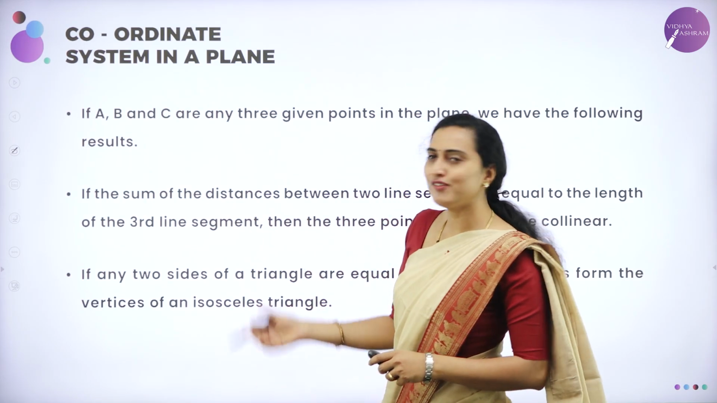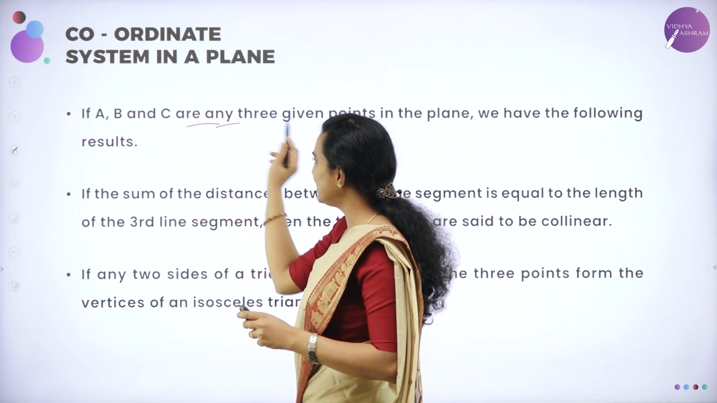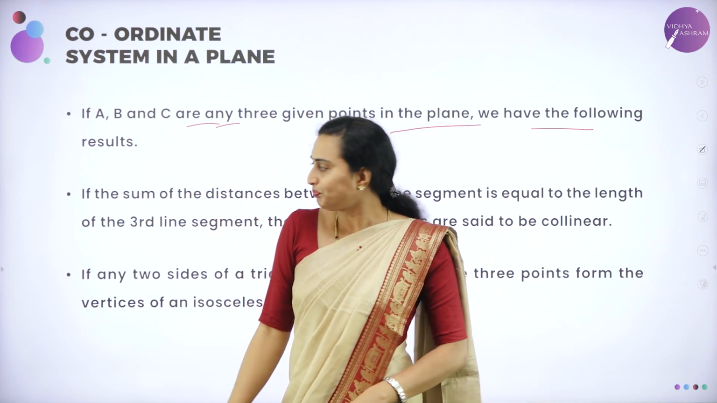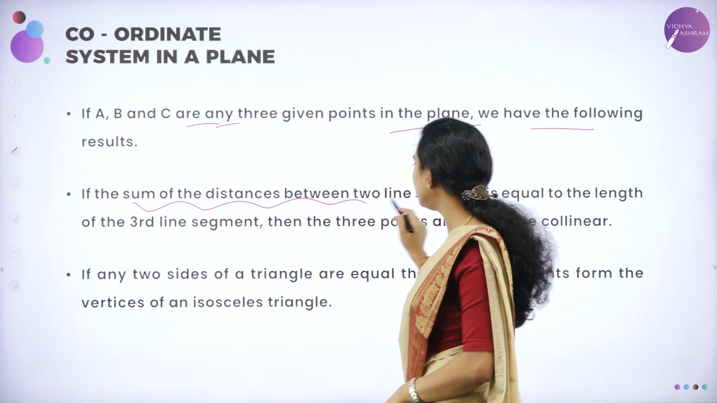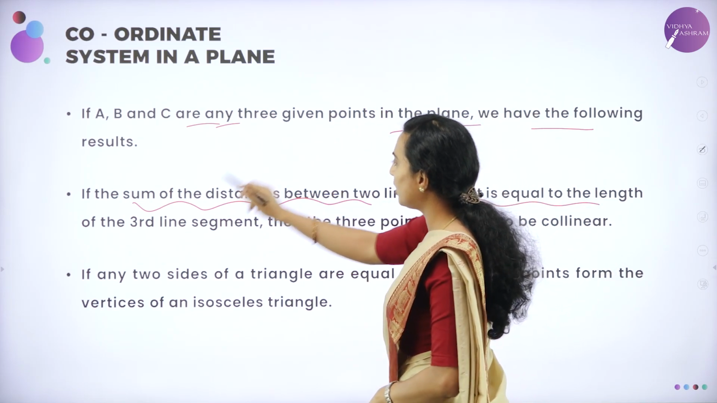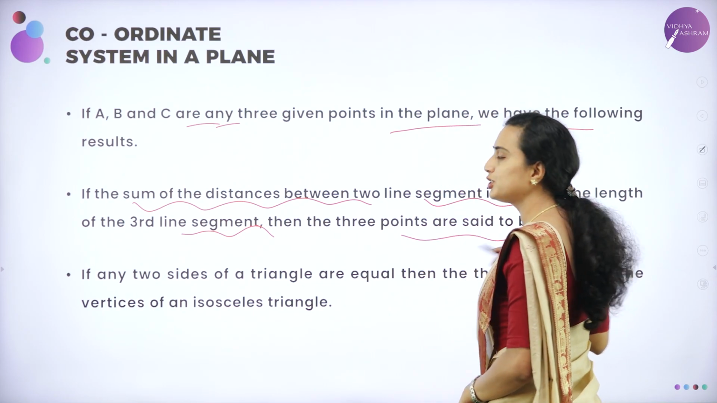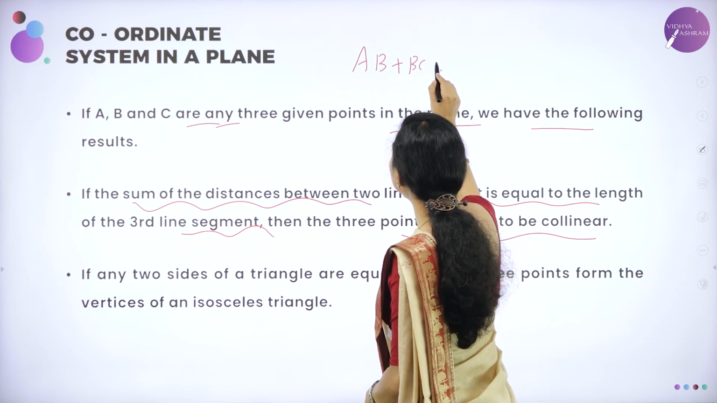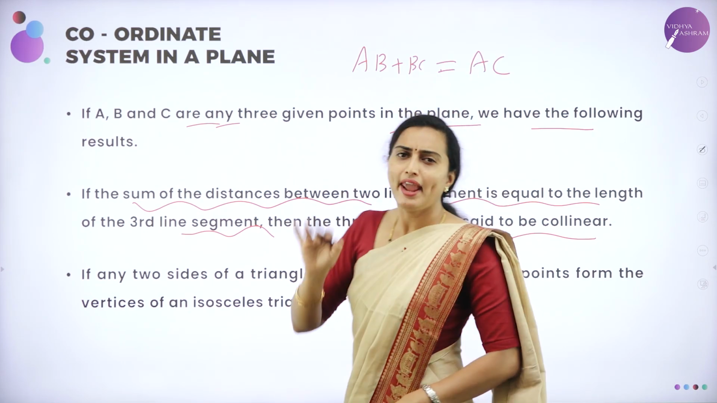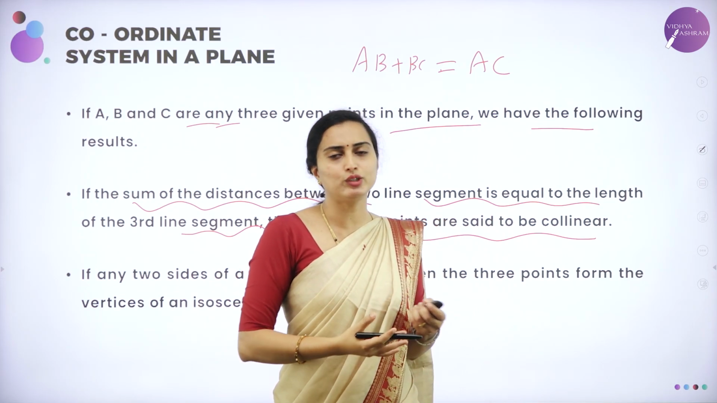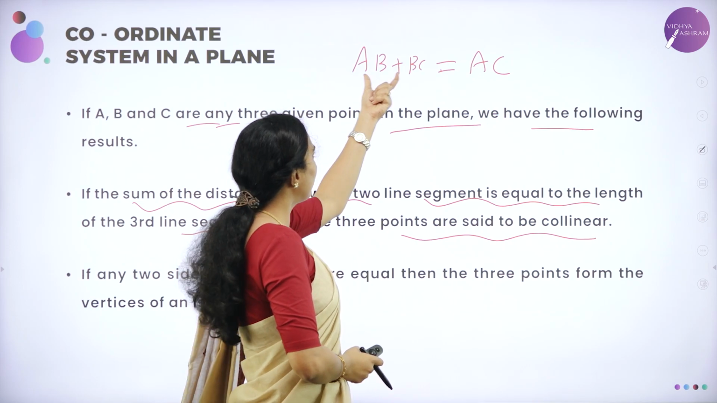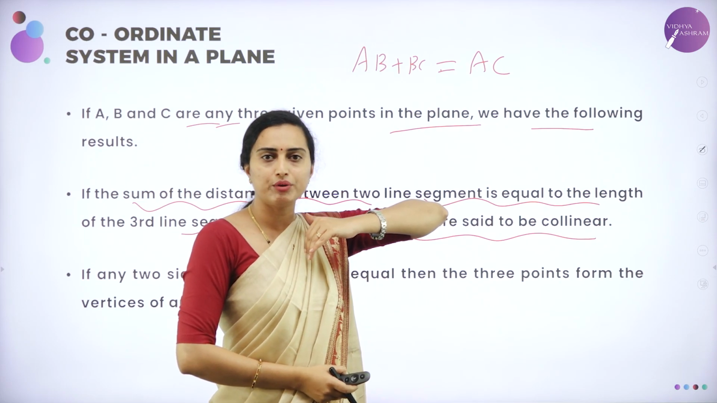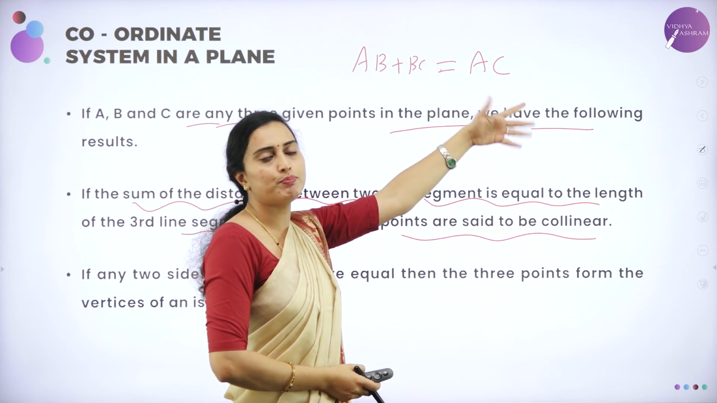Here, if A, B, C are any 3 given points in the plane, we have the following results. If the sum of the distances between 2 line segments is equal to the third line segment, then the points are said to be collinear. So if you have AB plus BC is equal to AC, or it may be AB plus AC is equal to BC. The sum of the lengths will be equal to the other length, that means the distance. Length is nothing but the distance here, and if we prove like this, the points are said to be collinear.